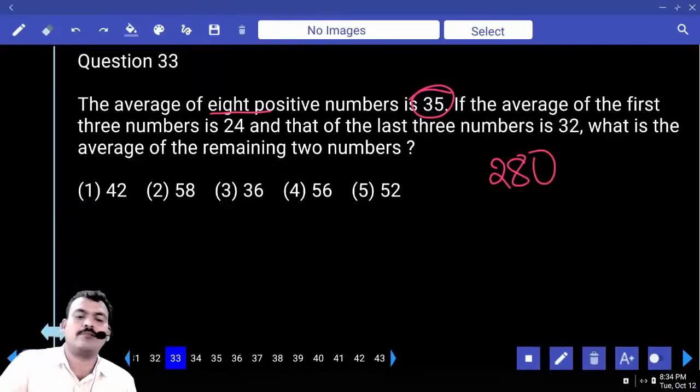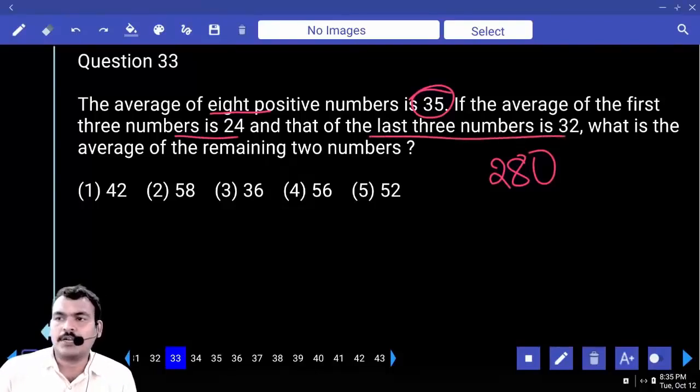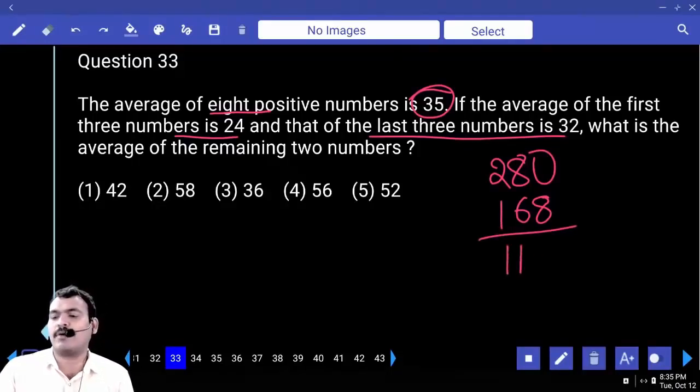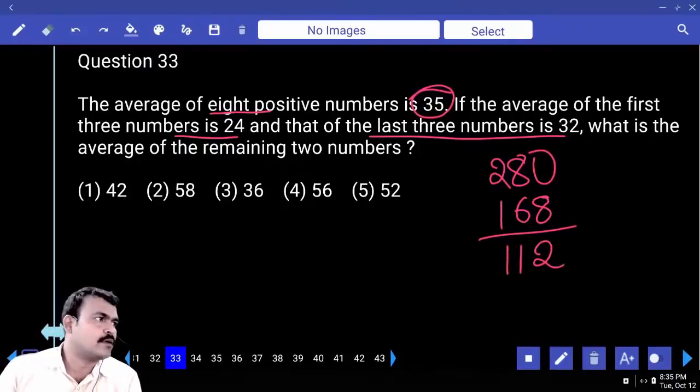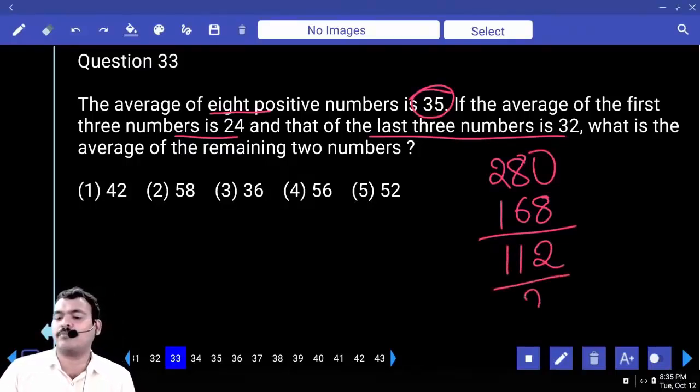Sum of the 8 numbers is how much? 280. In that, the first 3 numbers average is given? 24. The last 3 numbers average is? 32. 32 plus 24? 56. The average value is 56, but the sum value is 168 or not? 168. These two we subtract, and we get the sum of the remaining two numbers or not? Sum of the remaining two numbers, but we require the average of the remaining two numbers or not? 112 by 2, how much? 56.